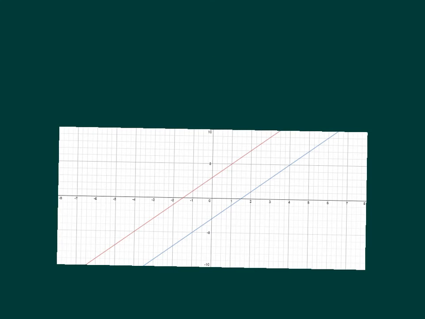So the last scenario of two linear lines that we're going to look at is this one. And this one is actually a parallel set. And so these two lines run infinitely next to each other, like railroad tracks. This produces no solutions.